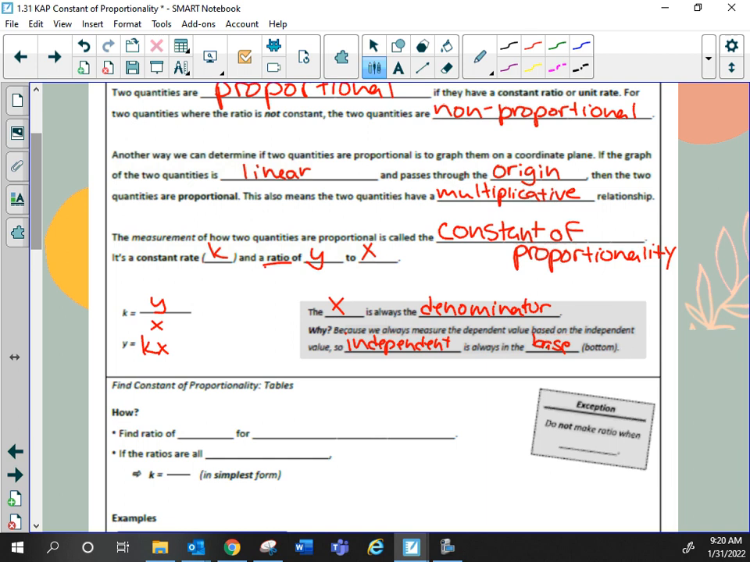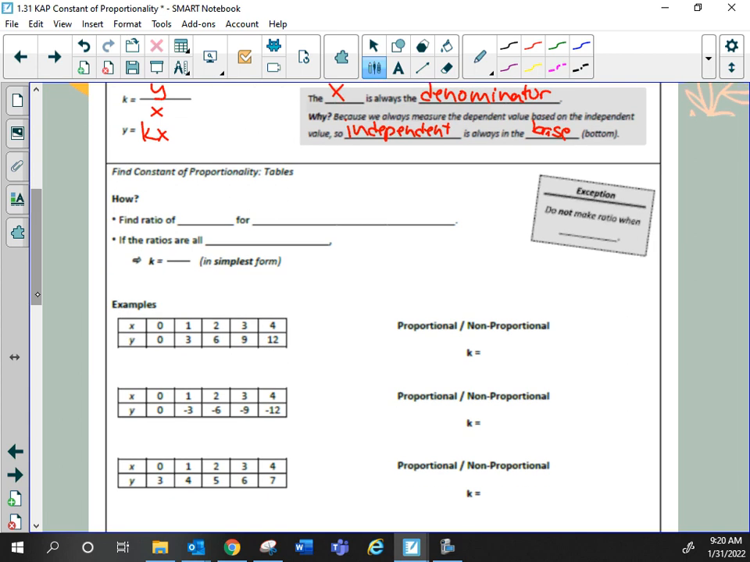Okay. So we're just going to practice finding the constant of proportionality. We're going to do it from tables, from graphs, and then from equations as well. It's super quick and easy to check. Okay? How do we do it? We find the ratio k for all points.